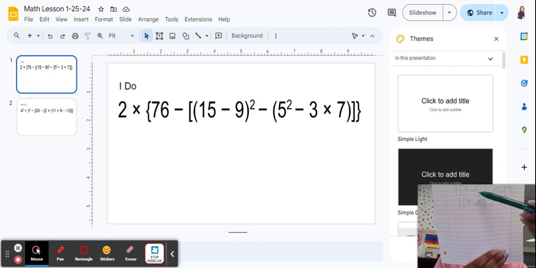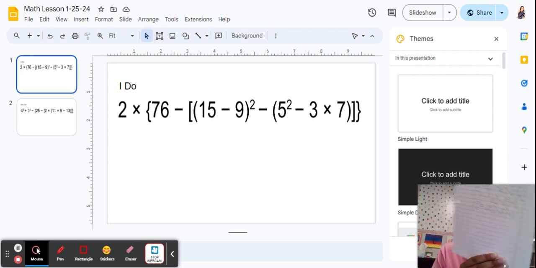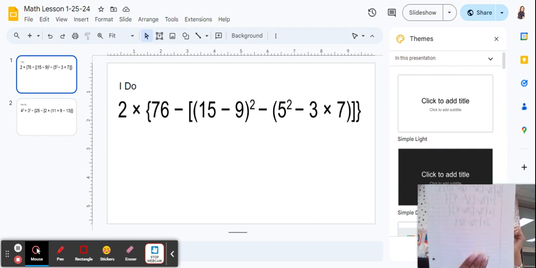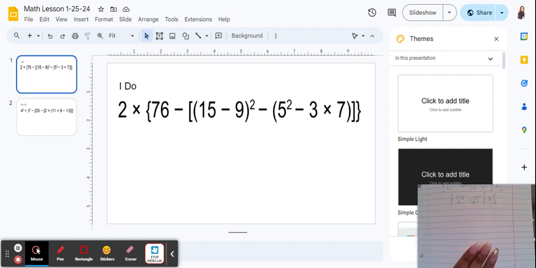I solved the exponent that was in the bracket and got 36. Now I need to do 36 minus 4. When I do 36 minus 4, I get 32. And now I'm going to bring down my braces and everything inside of them as well. And that is going to bring me to this current line.